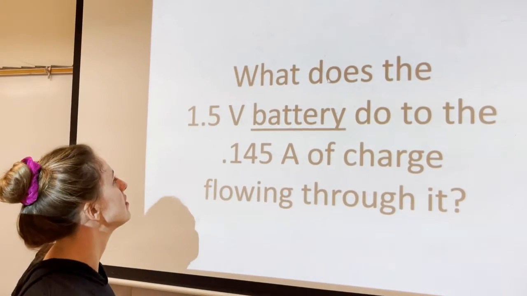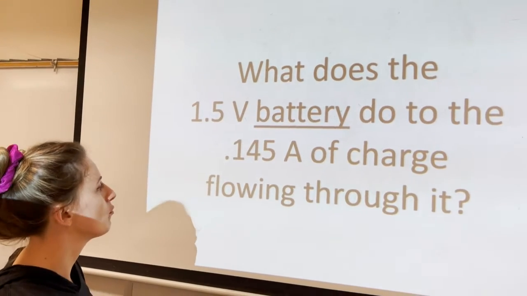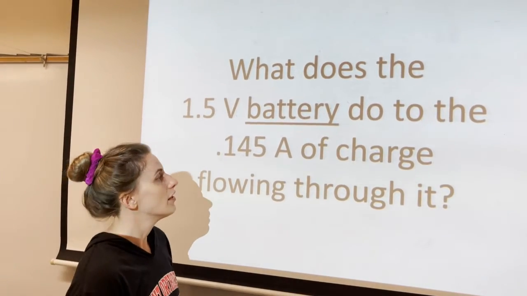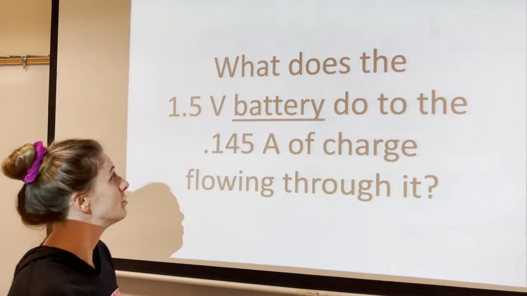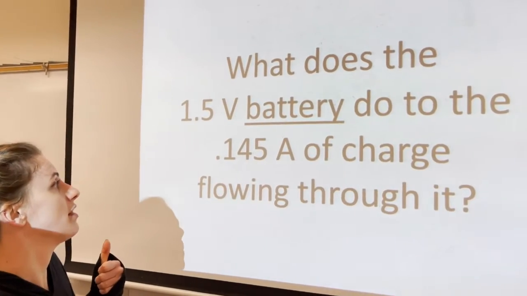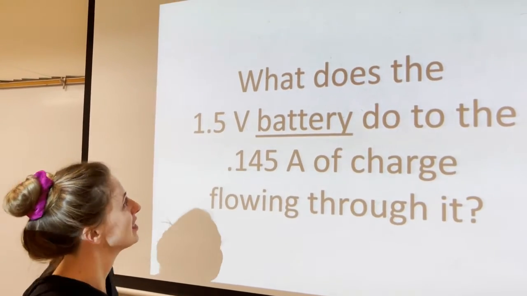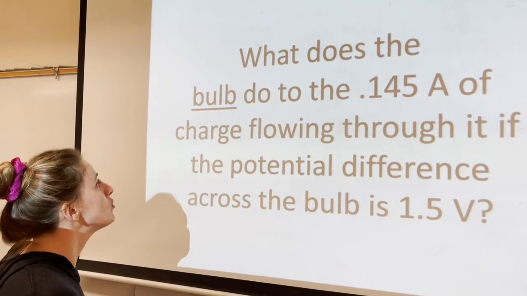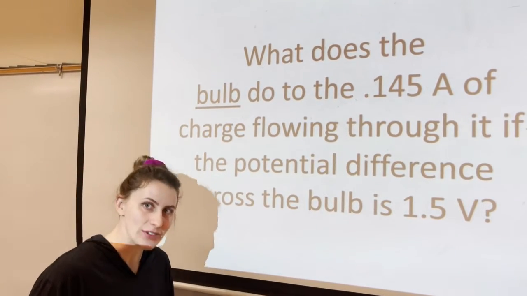What does the 1.5 volt battery do to the 0.145 amps of charge flowing through it? There are two options here: does it increase or decrease the energy? The battery is going to increase the energy. And how about the bulb? What is the bulb doing to that current as it flows through it? It's going to decrease the energy.